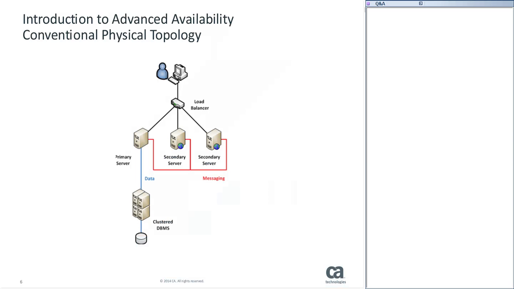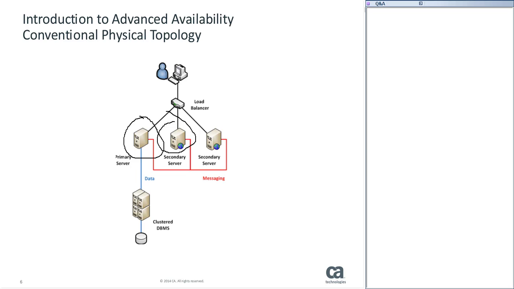So to start off, we're just going to show the typical conventional physical topology. This is basically the way many of your service desk environments are set up today. You have a primary service desk server, you might have a couple secondary servers, and the connection to the database. You notice that the connection to the database is handled all through the primary server. So obviously, this kind of configuration works just fine. Even with Service Desk 12.9, you could continue to use a configuration like this.